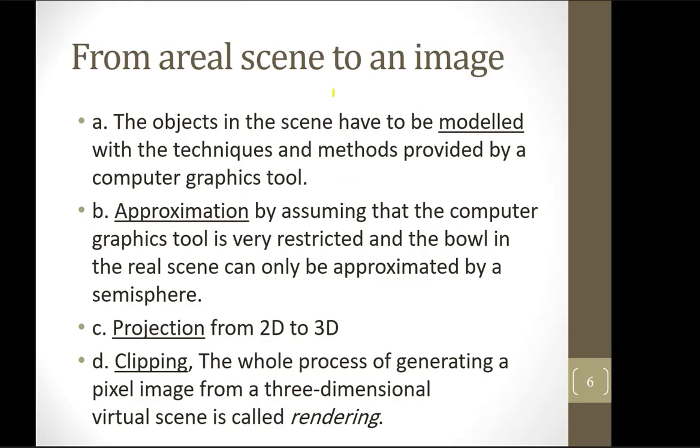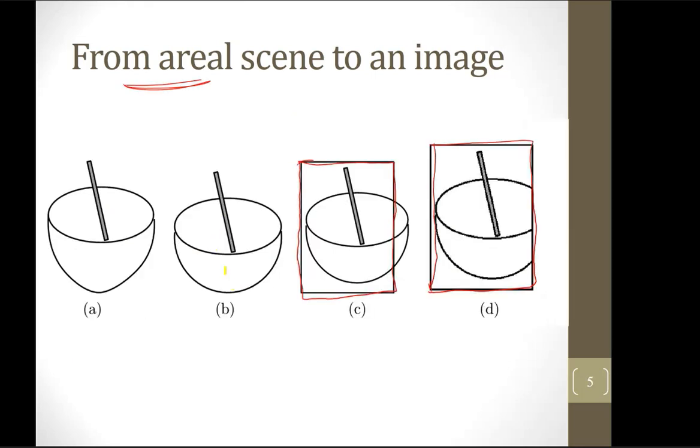The objects in the scene have to be modeled. So the first part is to make the modeling: I have to make the designing, and then the modeling. The modeling will be with the techniques provided by the computer graphics tools, and then we have to make some approximations. Like in this example, we want to make an image like this, but we made an approximation. Instead of making this curve, we use just half of a circle. This is called an approximation.